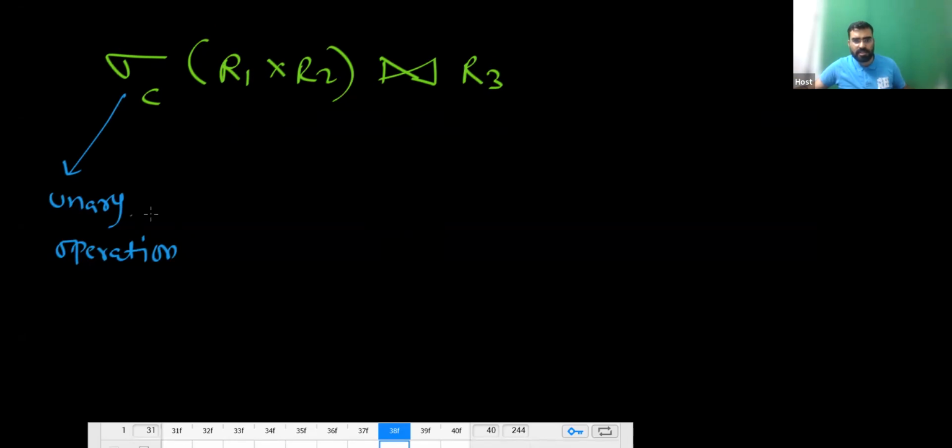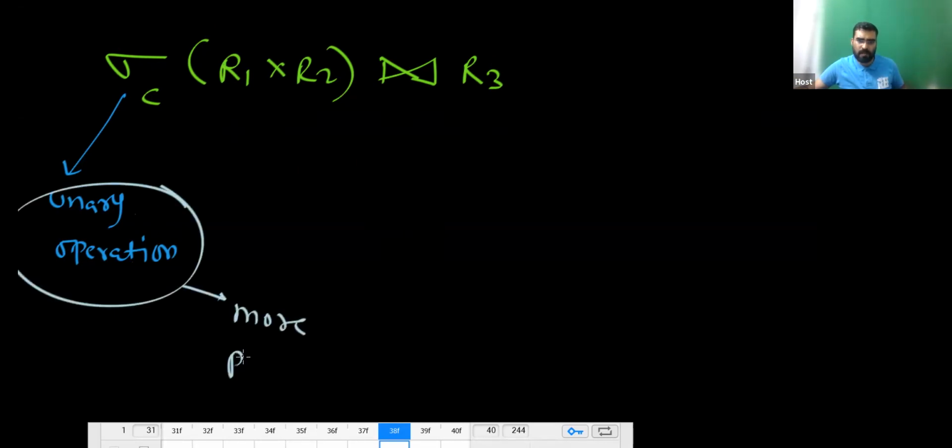This is a unary operation. This always has more priority. So that is the reason. Actually this will happen. Is this clear, Ekta? So if they want to do this, then they should do this. The parenthesis should be given. This parenthesis must be given.